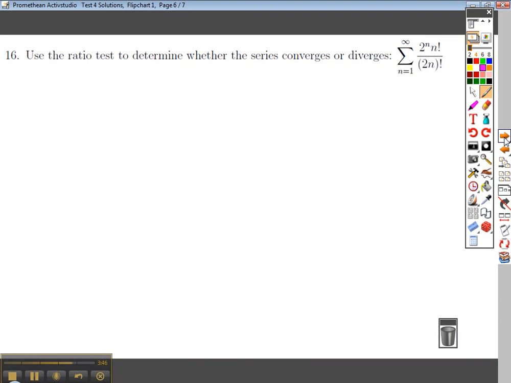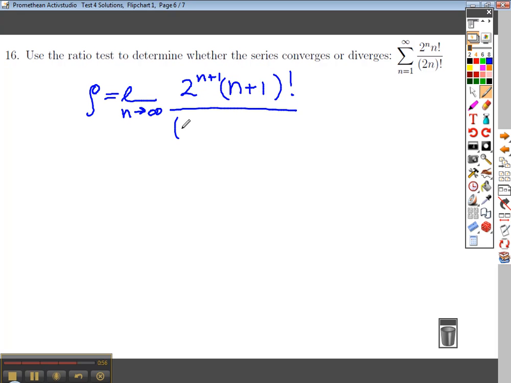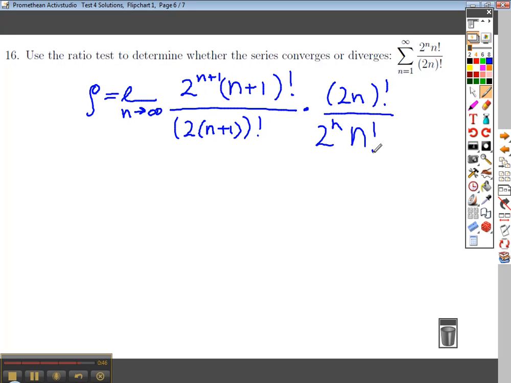The last problem where people had issues had to do with this 2 to the n. It says use the ratio test. So sure enough, people used the ratio test. They took the limit. It's going to go 2 to the n plus 1, n plus 1 factorial. And here's what threw people off. The bottom is 2 to the n plus 1. Times the reciprocal of the original, 2n factorial over 2 to the n, n factorial. What I want to bring up is this point right here.